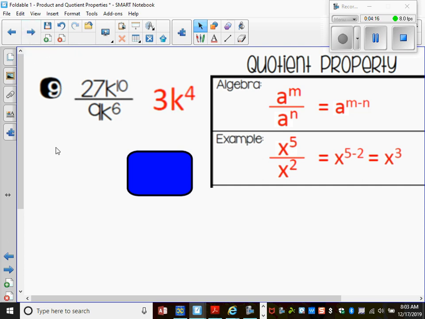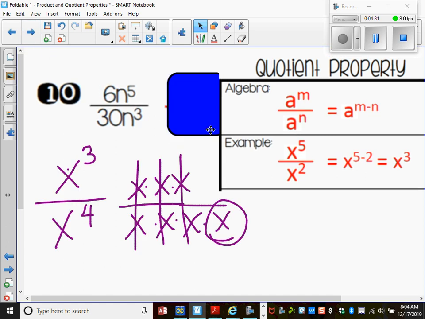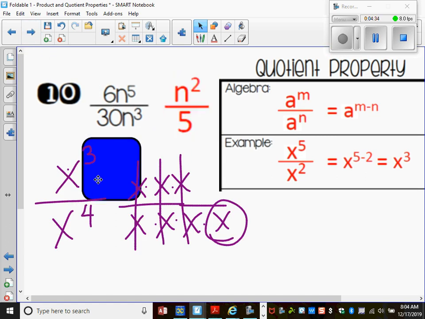Now, when we get to the other foldable, you're going to see what happens if these numbers had been reversed, and we had the 6 at the top and the 10 at the bottom. Then, of course, we have to do something a little differently there for negative exponents. All right, so here we go again. You will reduce the 6 over 30. It's not 30 over 6. So that's technically 1/5. You don't need to write the 1. And then when you subtract the exponents, you get n to the 2nd. Okay, any questions on that?